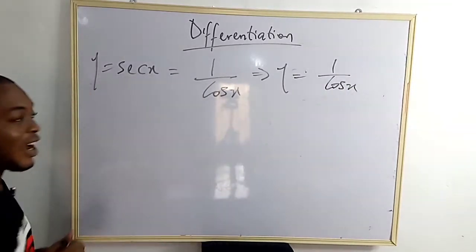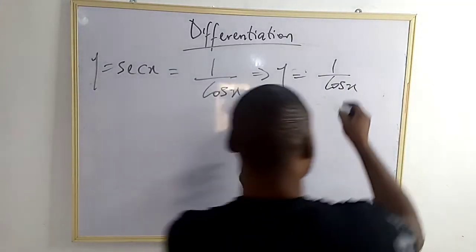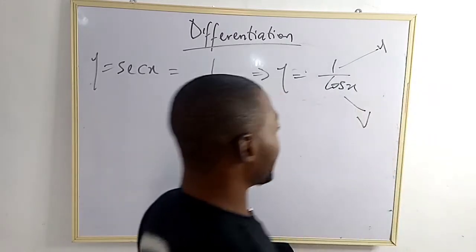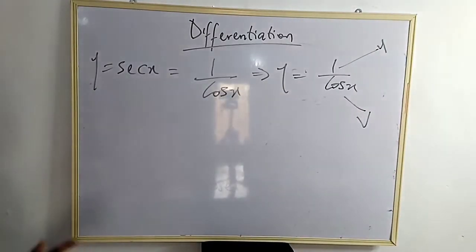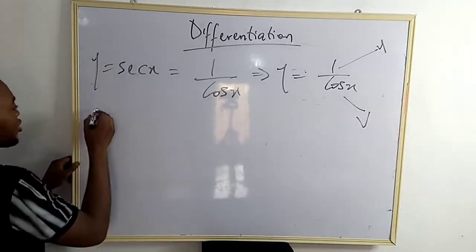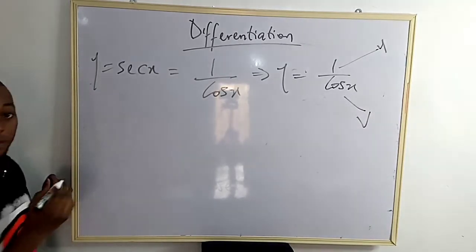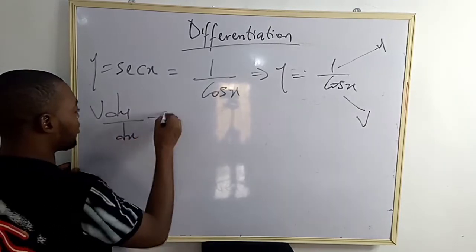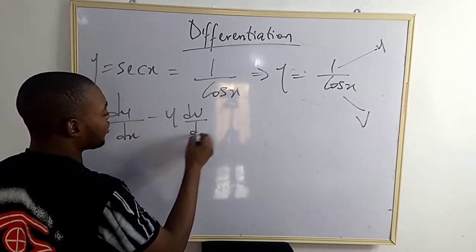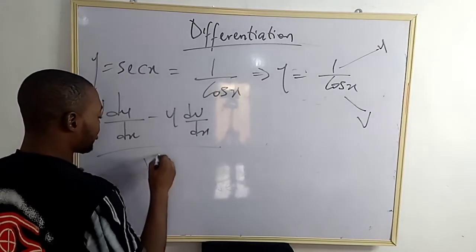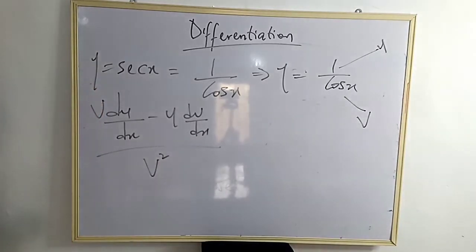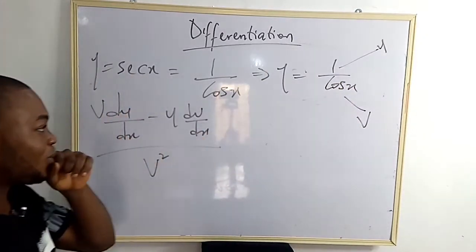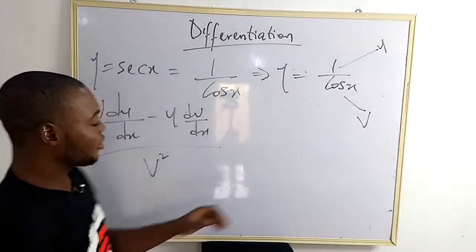So here now we have a rational, we have a fraction. This is our u and this is our v, so you use the quotient rule to differentiate that. Remember the quotient rule? The quotient rule says that if y equals u over v, that means the derivative of y equals v du dx minus u dv dx, all over v squared. In this case, 1 is our u, cos x is our v.